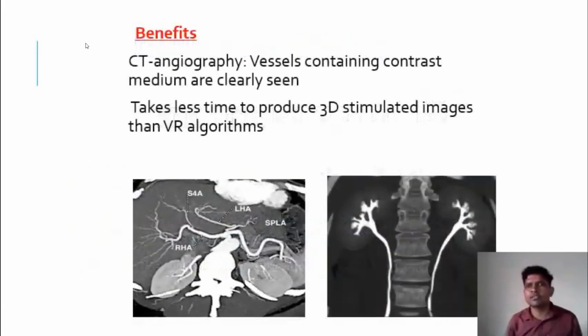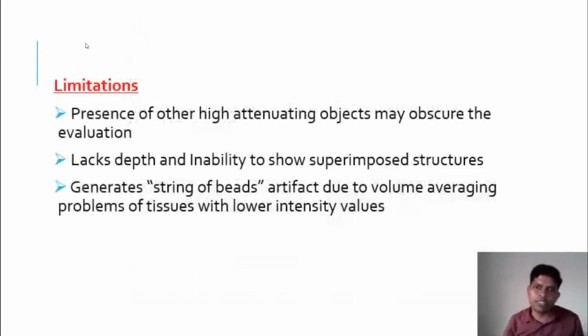So what is the benefit of this? In CT angiography, we frequently use this to see the vessels, and it takes less time to produce 3D images with VR. So what is the limitation of this? The presence of a high attenuating object may be an obstacle to evaluation. Only the high numbers are taken; the lower numbers are rejected. That's why we may have loss of the image, lack of depth, and inability to show superimposed structures. Because higher numbers only are selected and lower numbers are rejected, that's the reason for the limitation.